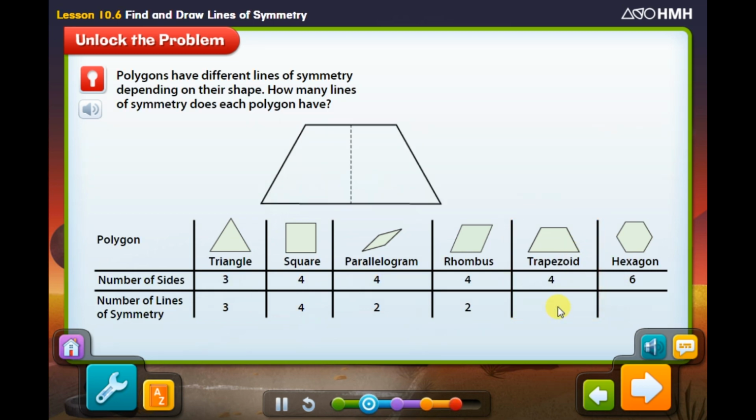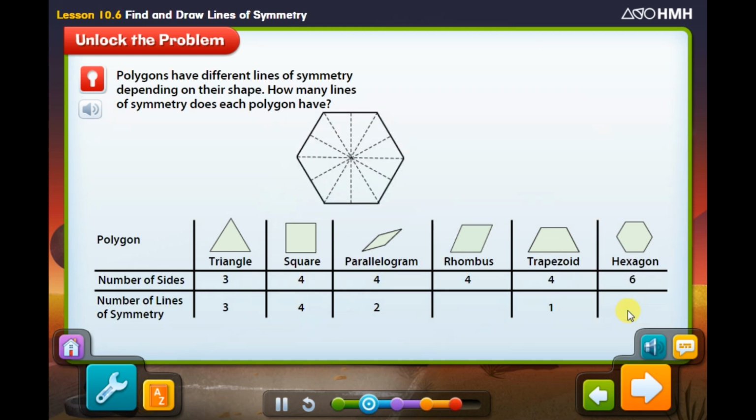The trapezoid can only be folded one way, so it only has one line of symmetry. Finally, let's look at the hexagon. The hexagon can be folded six different ways, so the parts match. So it has six different lines of symmetry.